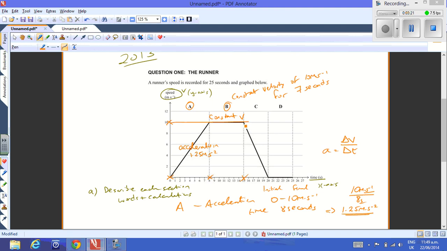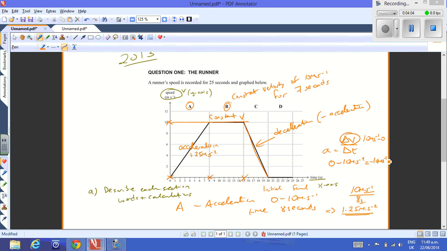Section C then, we can see that the slope of the graph is now sloping downwards. So this is a sign of deceleration. D-E-C-E-L-E-R-A-T-I-O-N, deceleration, also known as negative acceleration. If it's known as negative acceleration, then if we work out the acceleration for this section, we should get a negative value. And we do, because if you look at the change in velocity this time for section C, it's from 10 meters per second down to 0, which means that the final minus initial is going to be 0 minus 10 meters per second, and that's going to be equal to minus 10 meters per second.